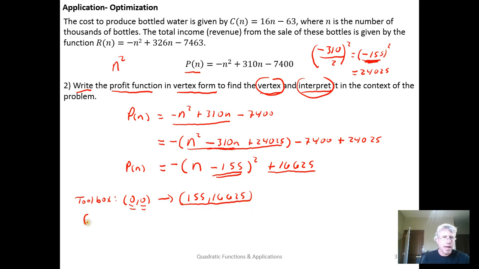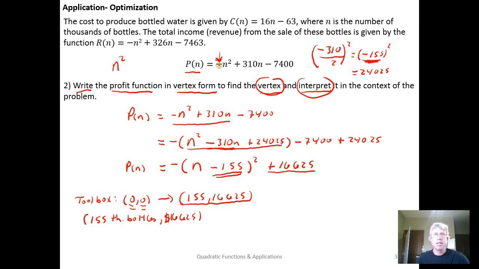And technically, the numbers inside the vertex, the ordered pair, they have units. This is not just 155. This is 155,000 bottles sold to generate a profit of 16,625. And I have a negation on my profit function. So this tells me this is not only a parabola, it's a parabola opening downwards, because this negation on the n squared has reflected the parabola over the x-axis.